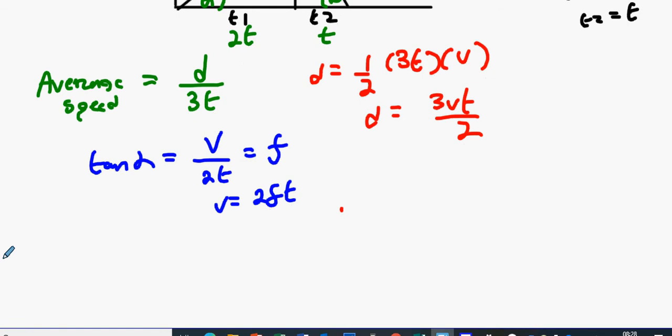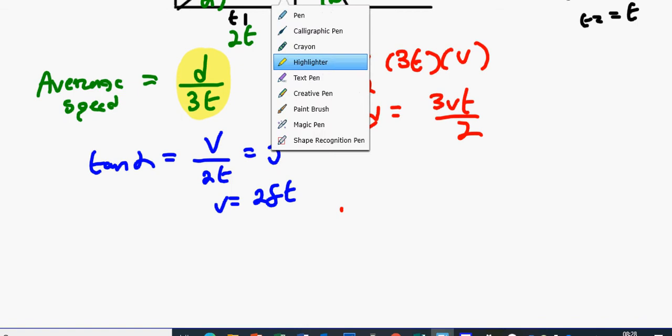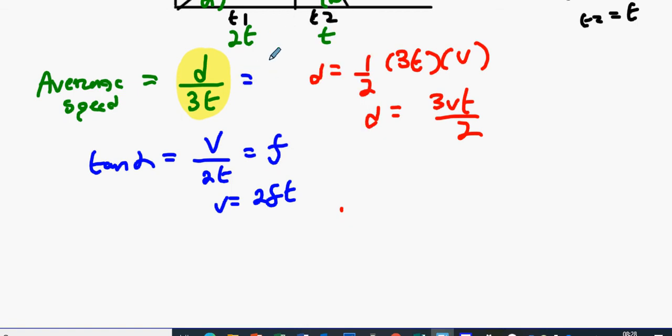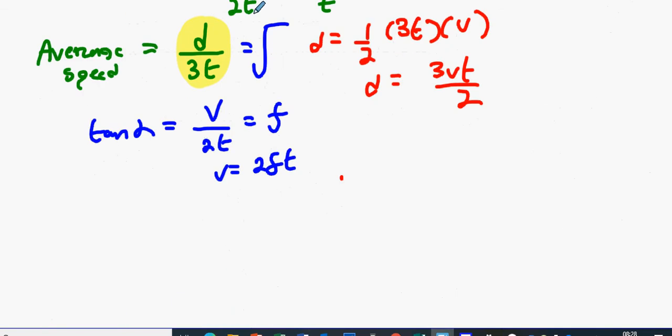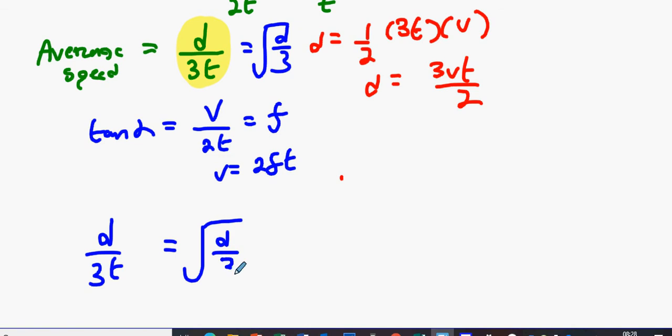Now, the next thing we have is a formula for average speed, don't we? Would you agree that's the formula for average speed? Total distance over total time. But we also know that that equals d over root 3, or, yeah, d over 3. We know that these two formulas equal each other. Okay? So we know that d over 3t is exactly the same as root d over 3. We don't like square roots either.